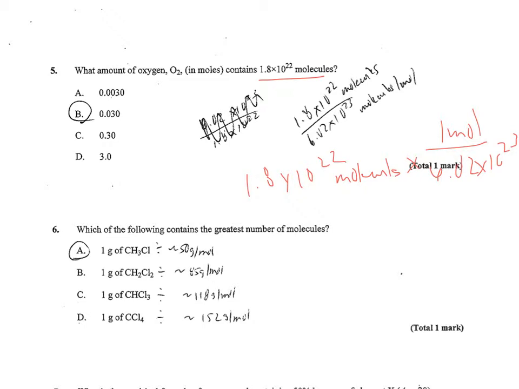Number 6, which of the following contains the greatest number of molecules? A lot of you did this just the opposite. You went with the heaviest one instead of the lightest one. But think about this. For the greatest number of molecules, something light, if it only weighs 50 grams per mole, I can have lots of them in 1 gram. These are light particles, but if it weighs 152 grams per mole, I can only have a few particles. A lot of you seem to be using the right reasoning. You have to look at the molar ratios, but the lightest molar mass means you have the lightest particles. So if you have an equal mass of each one, then A, CH3Cl, would contain the most.